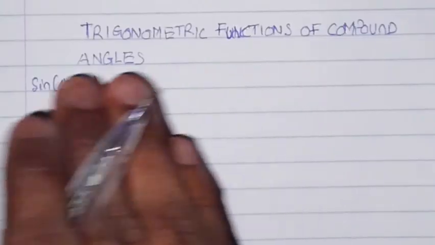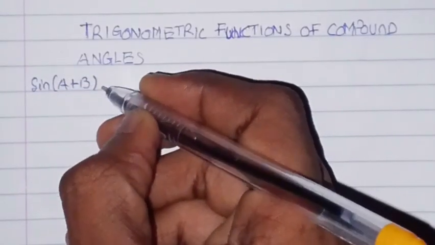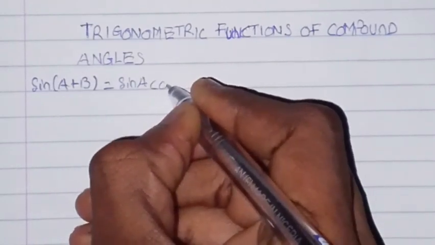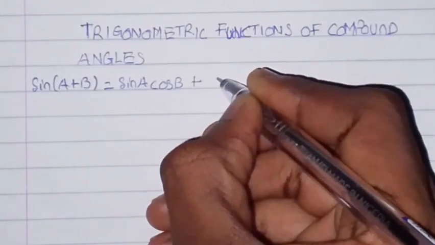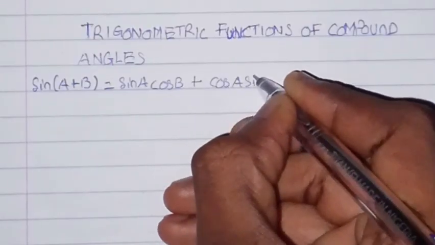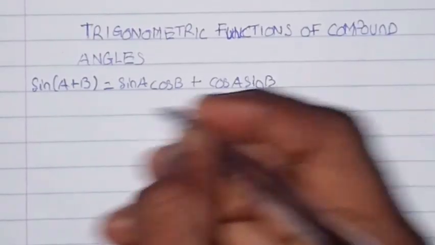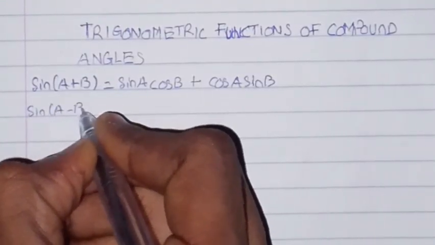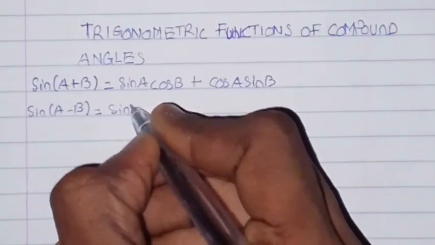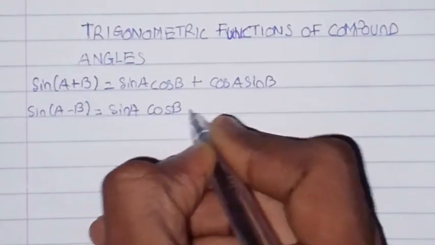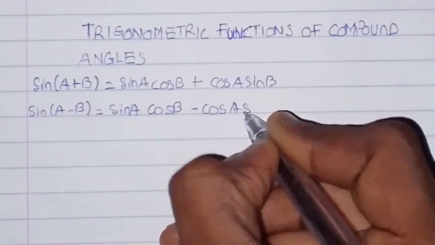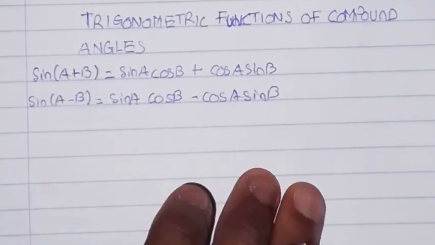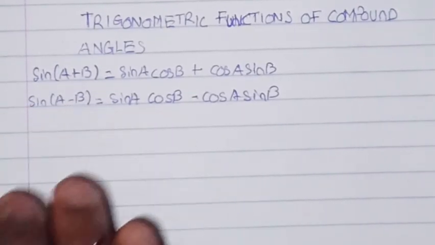It's a particular formula. Whenever you have a trigonometric expression represented as sine A plus B, this can be expanded as sine A cos B plus cos A sine B. So that's for the sine value of the summation of angles. But if you have A minus B, so that becomes sine A minus B in brackets, that becomes sine A cos B minus cos A sine B. So this is for the sine value of the summation or subtraction of two different angles.